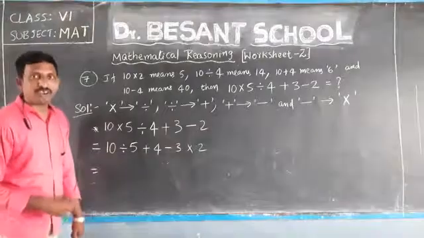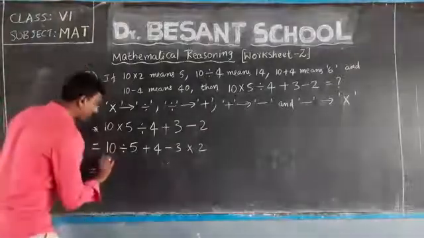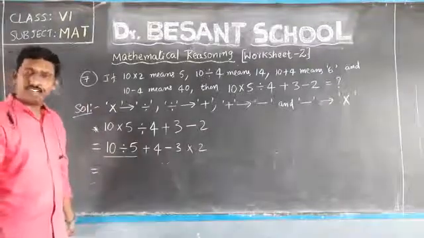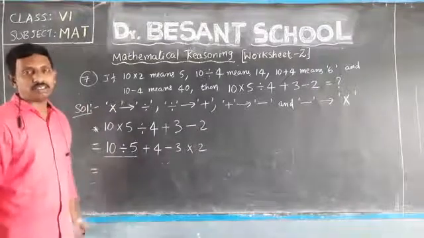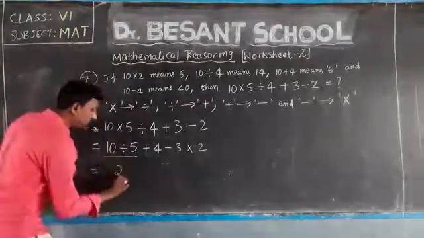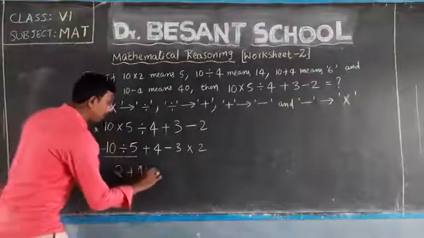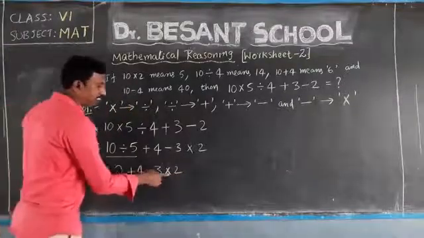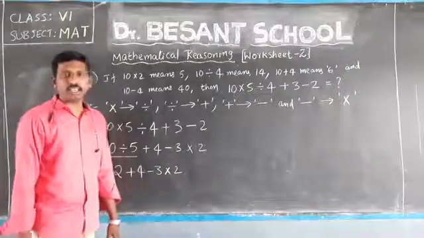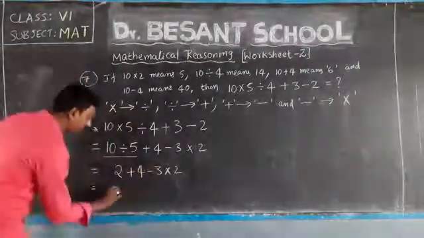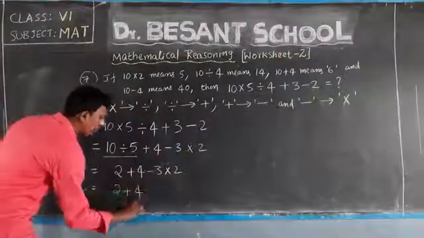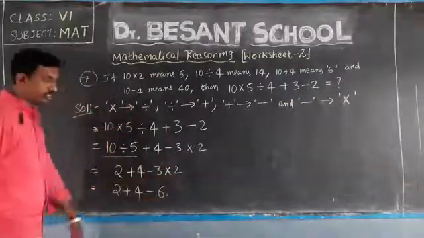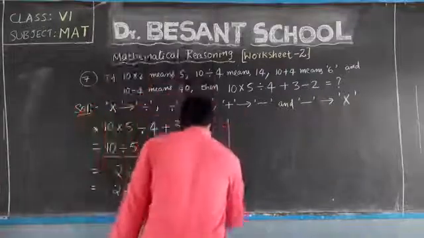So which is to be performed first? Division. 10 divided by 5. How much is 10 divided by 5? 5 ones are 5 and 5 twos are 10. So 10 divided by 5 is 2, plus 4 minus 3 into 2. According to the DMAS rule, multiplication is to be done first. So leave the remaining 2 plus 4 aside. 3 into 2 is 6.